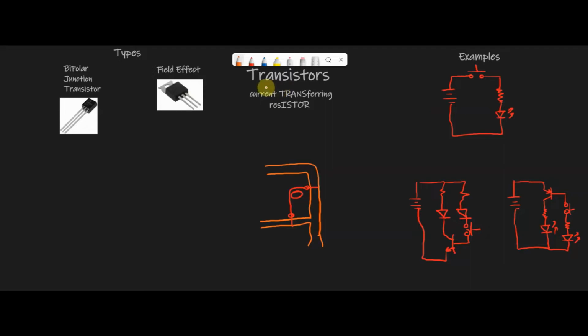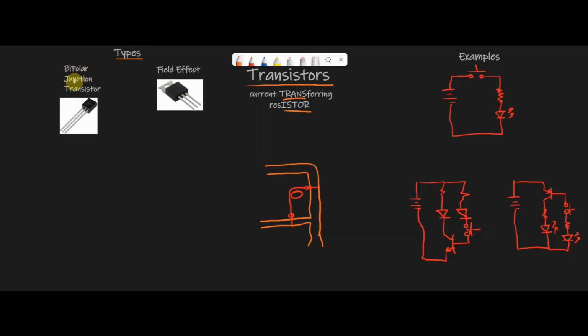Now, I get asked the question every once in a while, how did they come up with a name like transistors? Well, sometime long ago, somebody said, you know what we need? We need current transferring resistors. That's what they said, and out of that came transistor. True story.